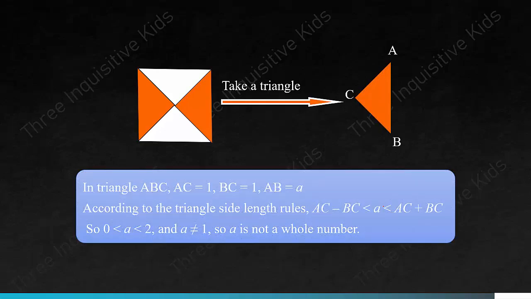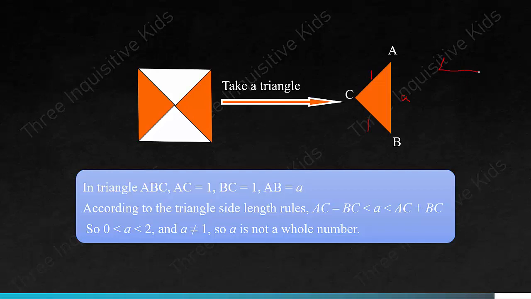So we just took a triangle from this square, and we call this triangle ABC. So in triangle ABC, AC equals 1, BC equals 1, and AB equals A. According to the triangle side length rules, AC minus BC is less than A, which is less than AC plus BC. So a very basic triangle side length rule is that the two smaller sides must add up to be greater than the longest side.